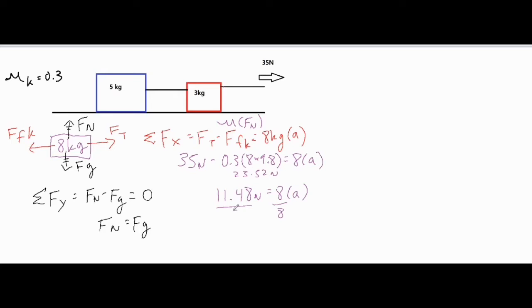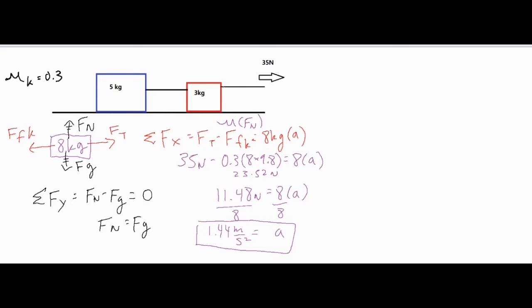Divide both sides by 8, and then we have an acceleration of 1.44 meters per second squared. So that's the acceleration of the entire system. If you were asked for the acceleration of the 5 kilogram or 3 kilogram block, both of them would have an acceleration of 1.44 meters per second squared.